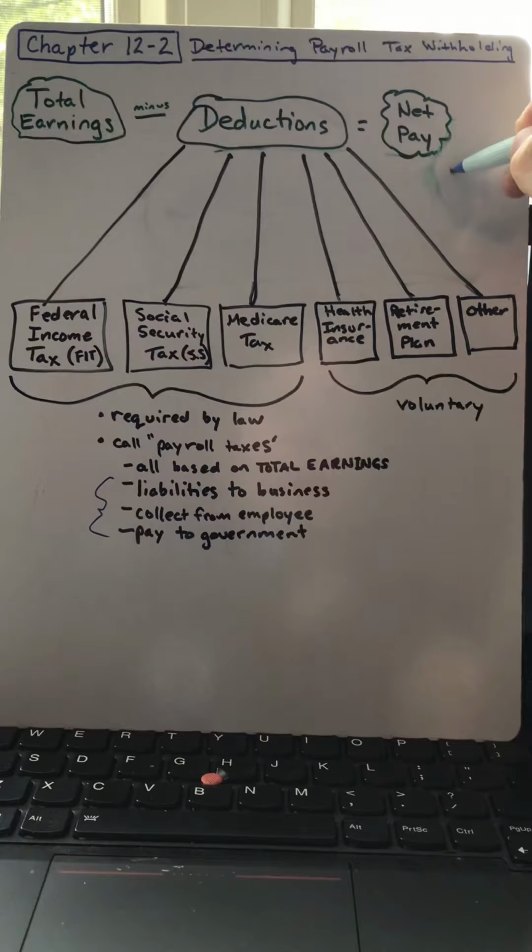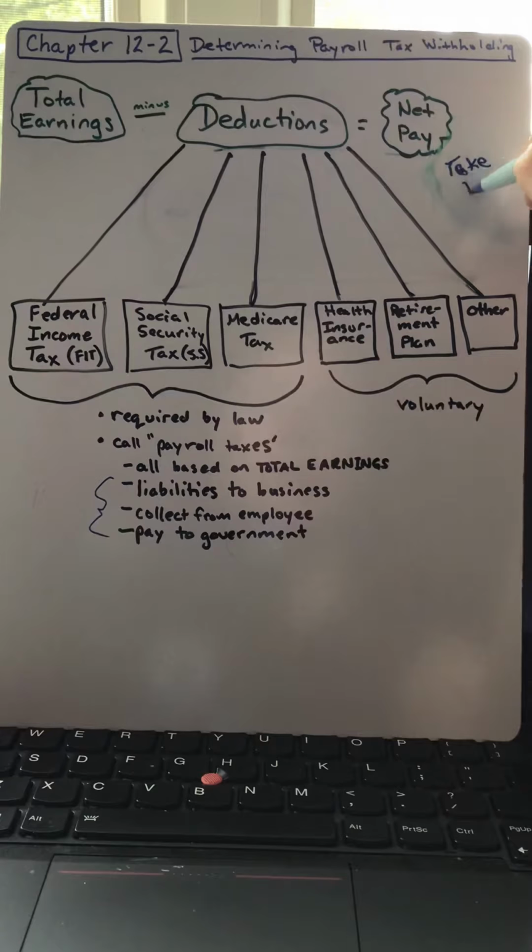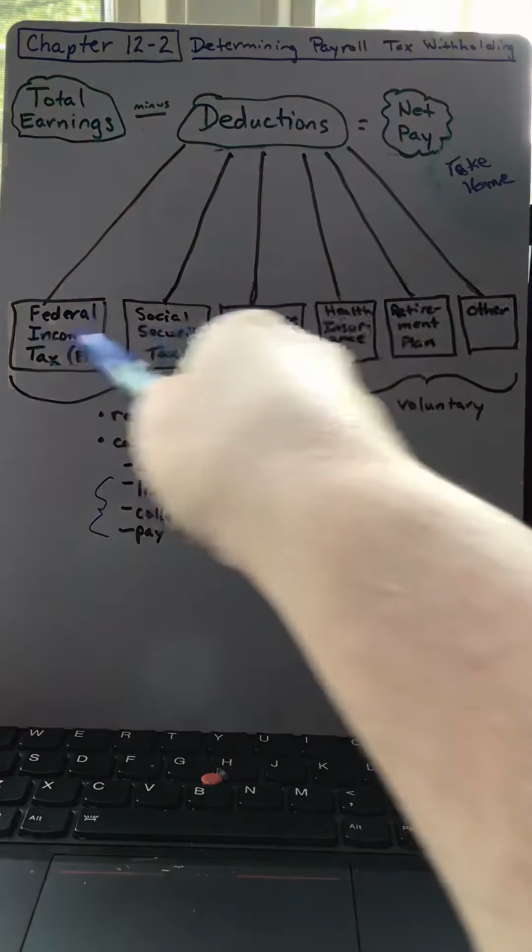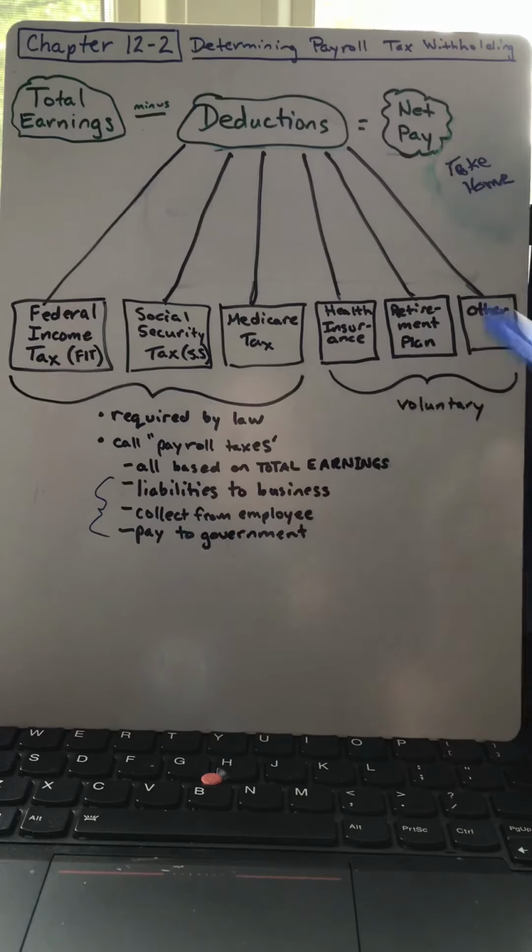And if you recall, net pay is basically just take-home pay. Take-home pay. So the types of deductions that we're going to talk about in this section: there are 3 that are voluntary listed there for you: health insurance, retirement plan, and other. And we'll have a slide on each of those.